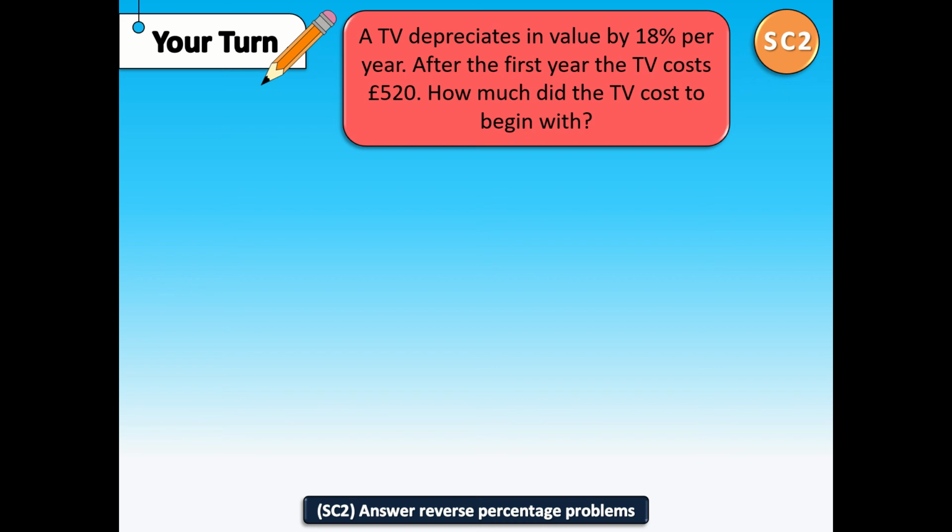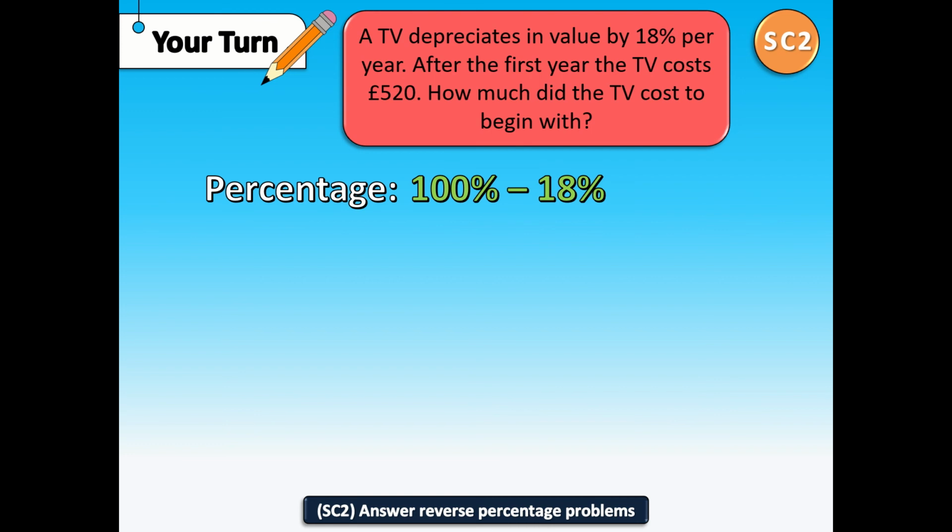A TV depreciates in value by 18% per year. That means it loses 18% of its value per year. After the first year, the TV costs £520. How much did the TV cost to begin with?